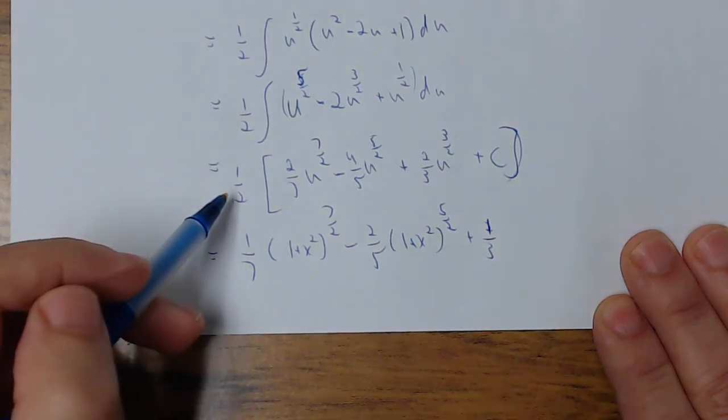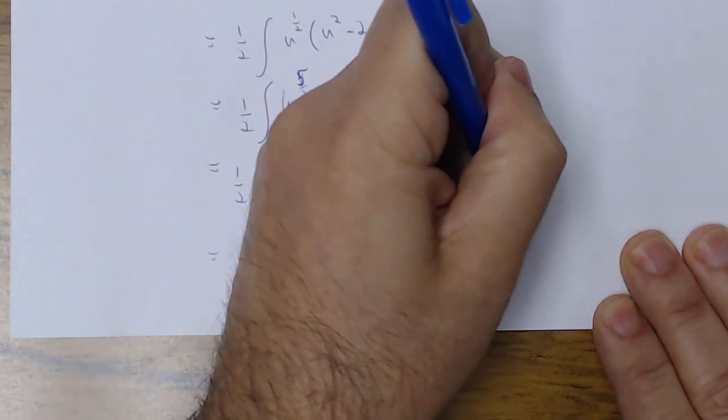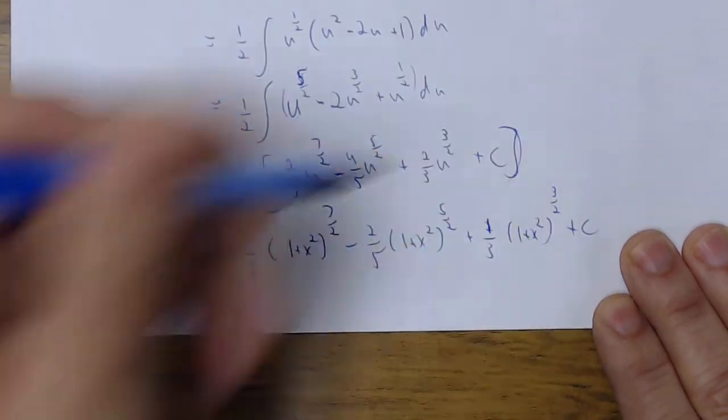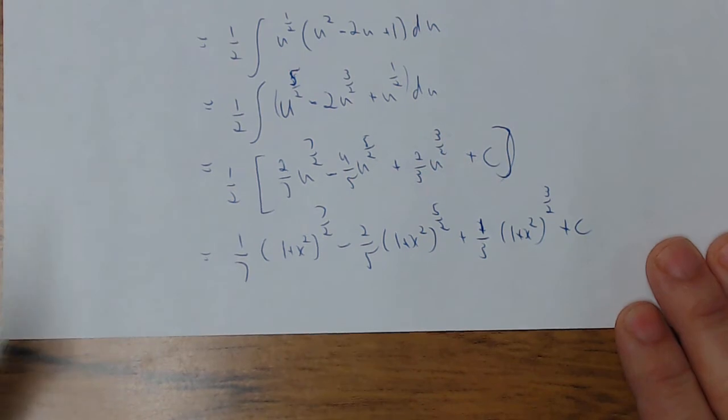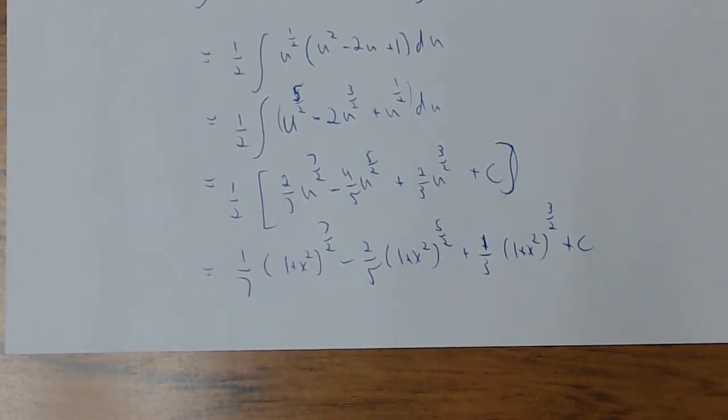Or sorry, yeah, it should be 1/3 (1 plus x squared) to the 3/2 plus c. Okay, and so there you have it. So notice how nice this was. Using substitution just makes things more convenient for us.